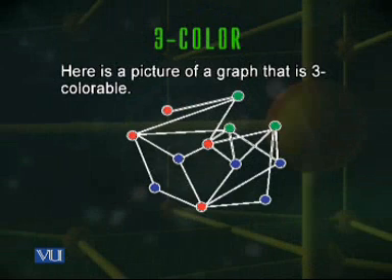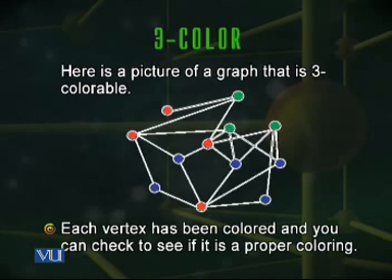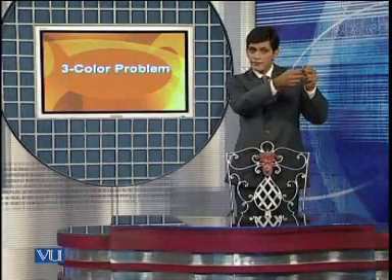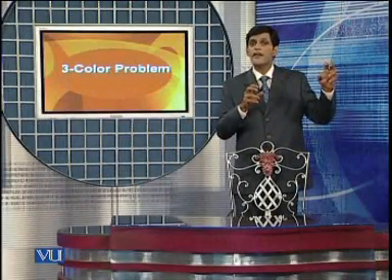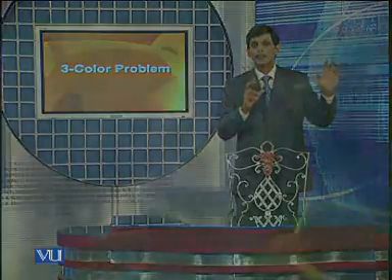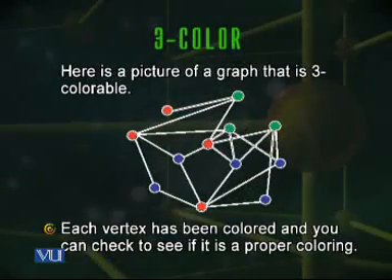Here is a picture of a graph that is three-colorable, and to show you that the graph is three-colorable, we have assigned each vertex a color from red, blue and green, and you can check that this is a proper coloring. So look at this picture, and what you can check is if there is an edge between two vertices, those vertices have different colors. They don't have the same color. So as you can see in this graph, no vertices which are connected by an edge have the same color.